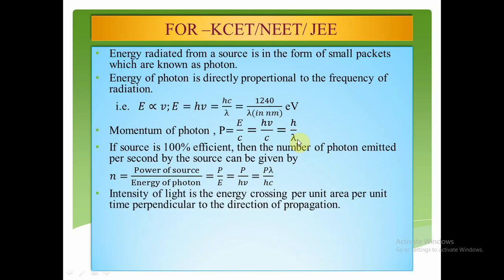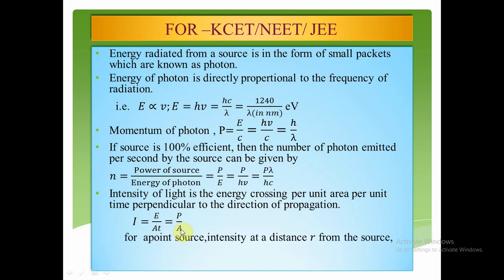Intensity of light is the energy crossing per unit area per unit time perpendicular to the direction of propagation. We have already discussed this concept in the previous video, and it is given by I is equal to E divided by A t, where A is area and t is time. But E divided by t is nothing but power. Therefore, I is P divided by A. For a point source, the intensity at a distance r from the source, if we consider the area as spherical, is I equals P divided by 4 pi r square.